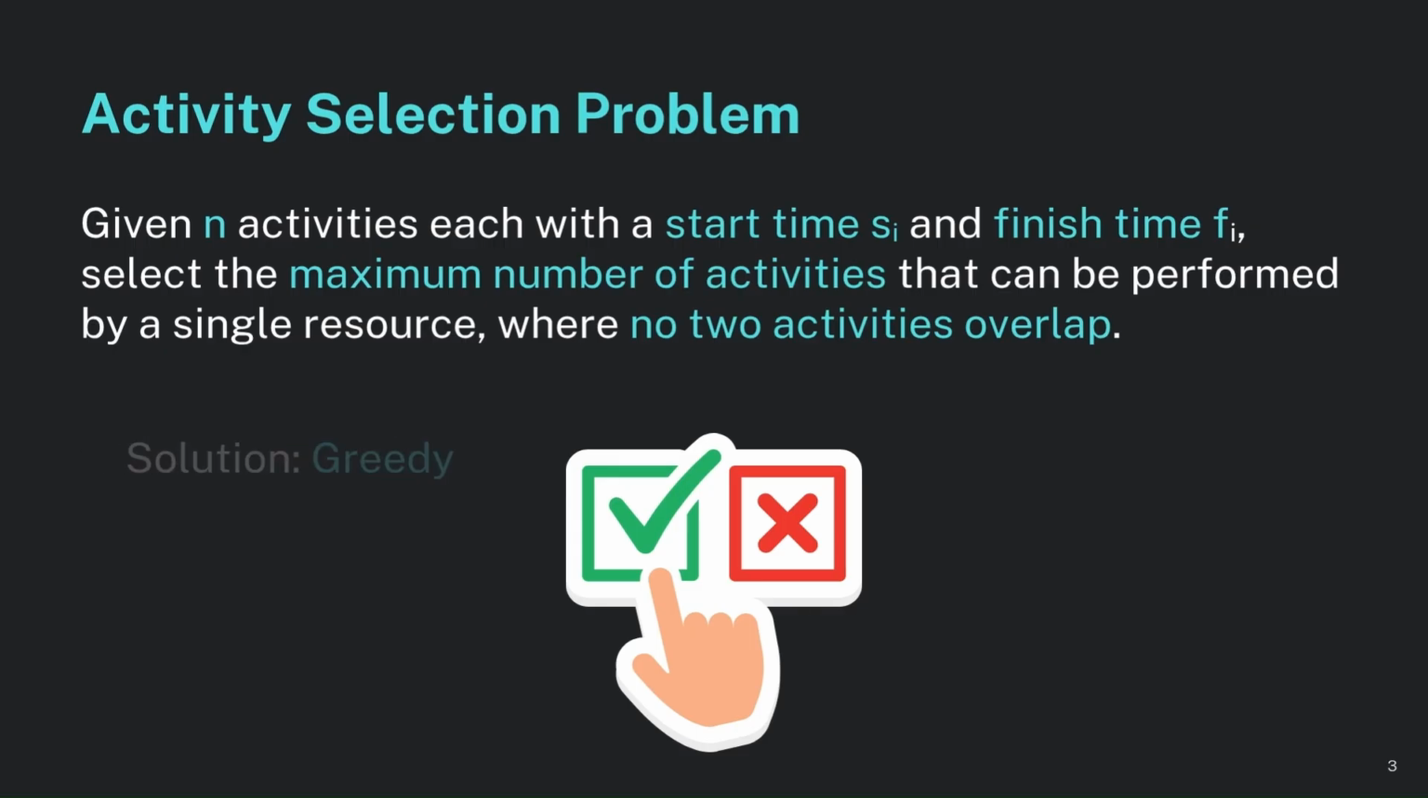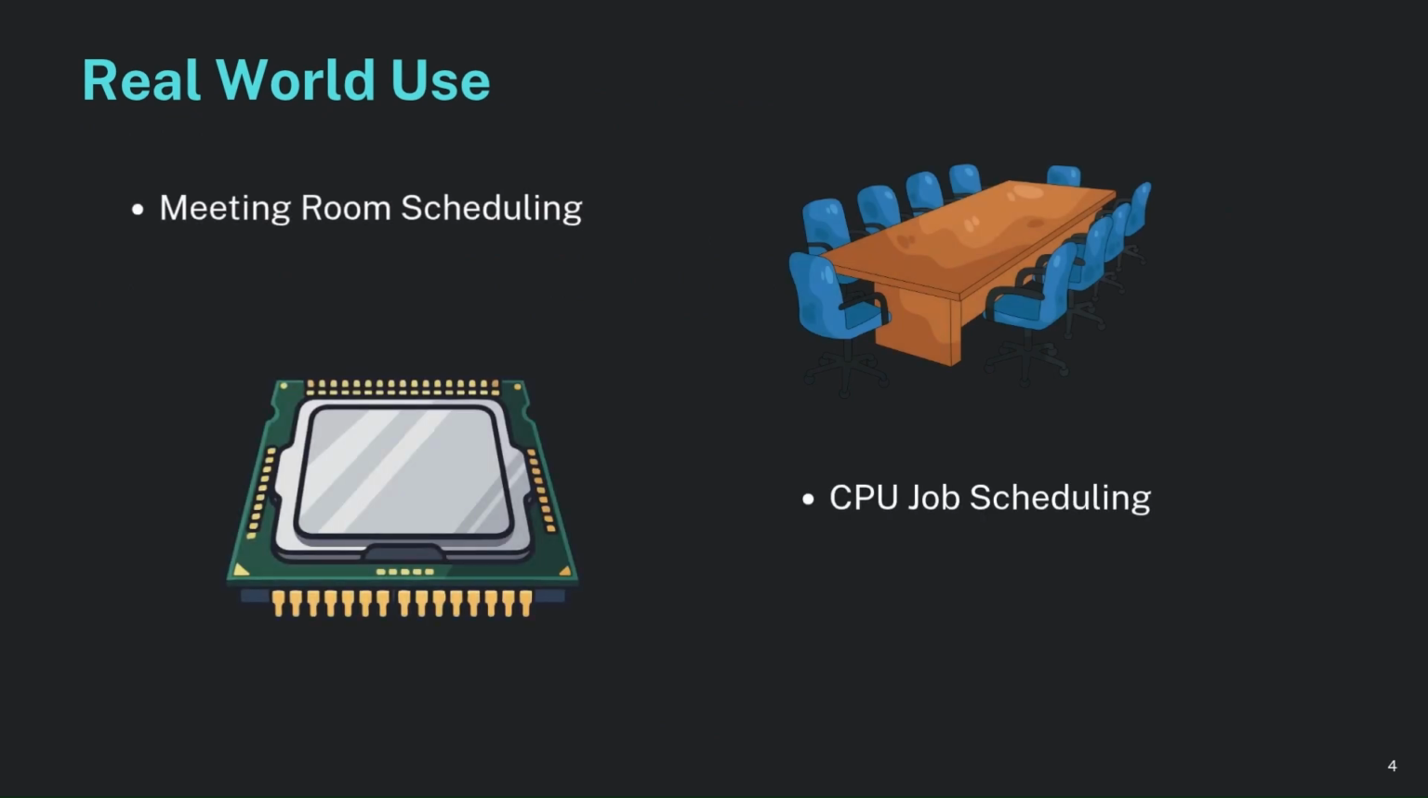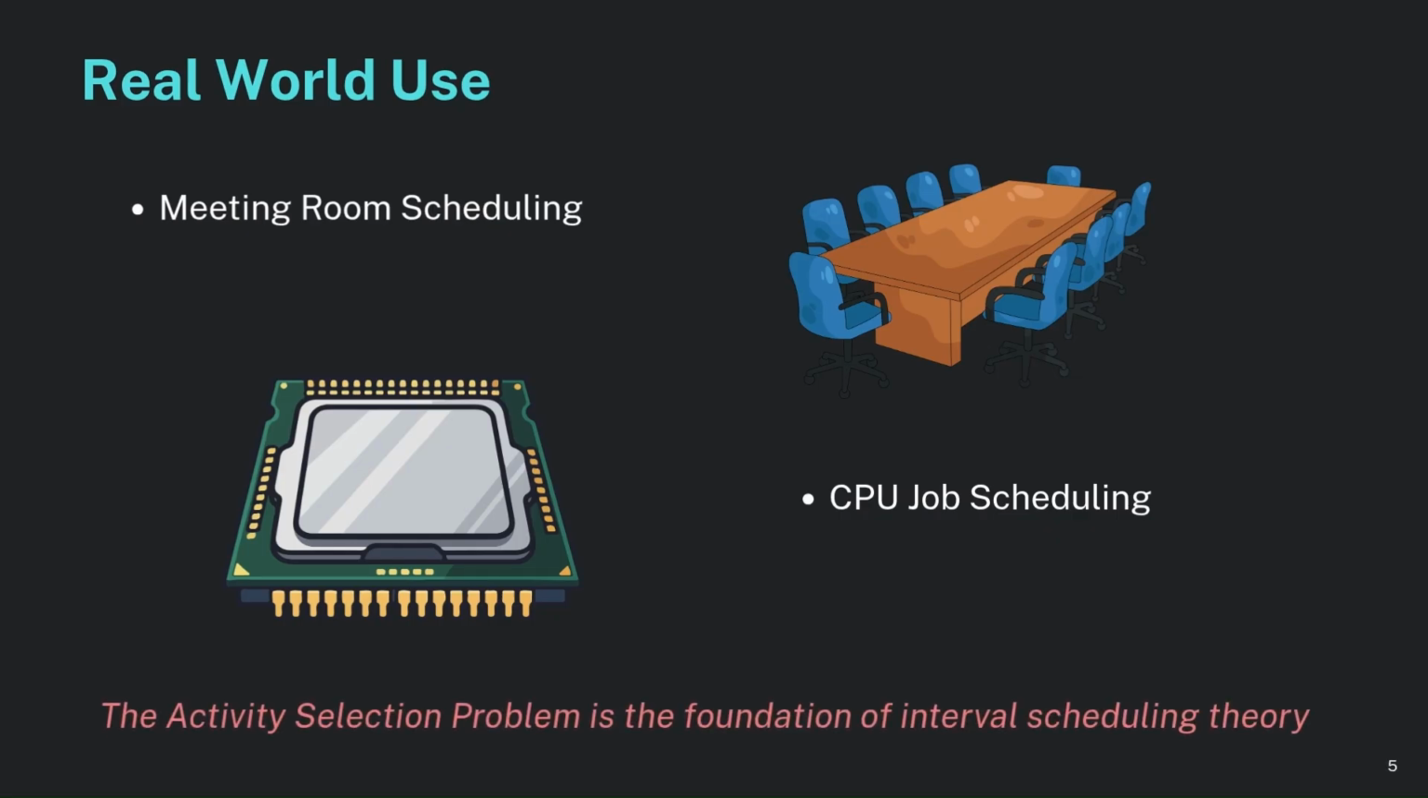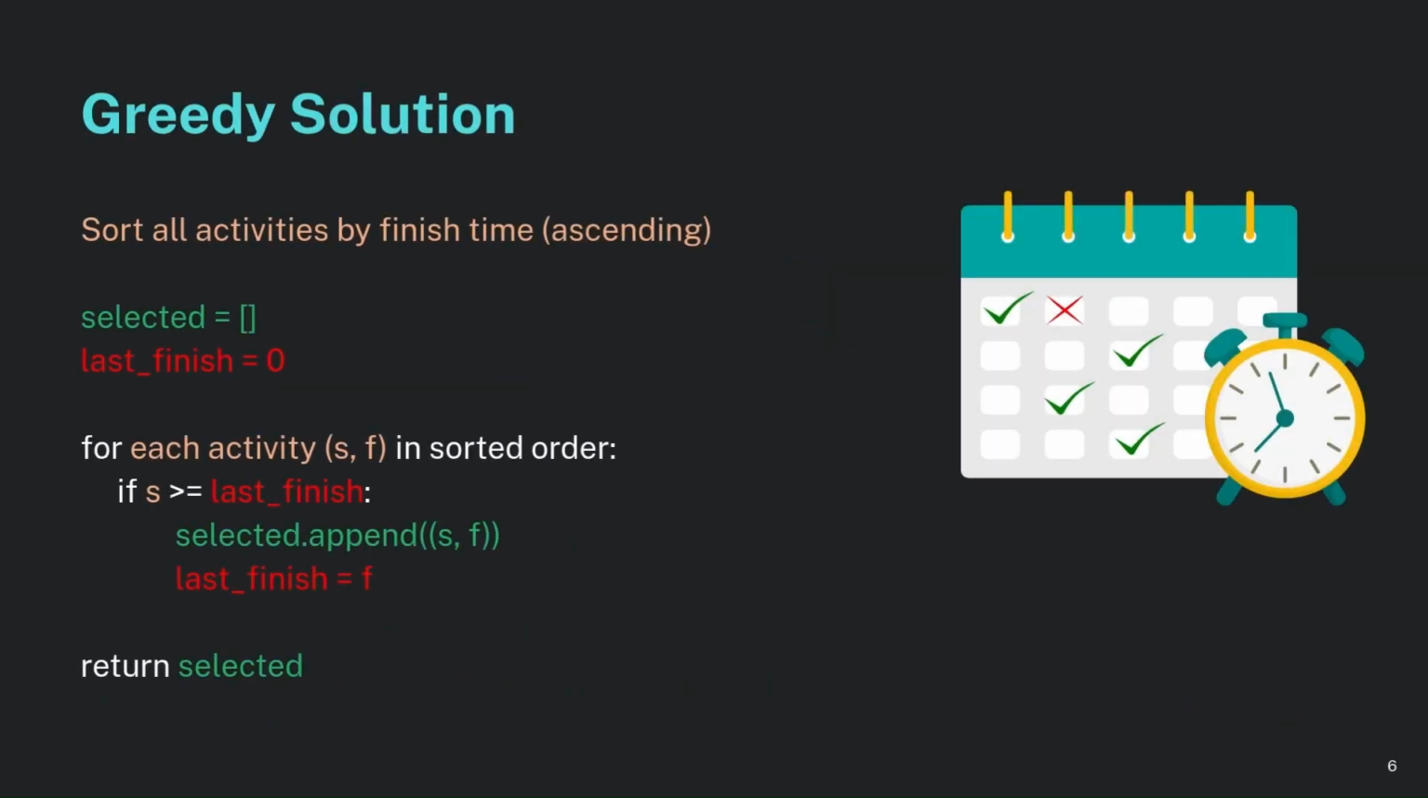Let's see where it is used in the real world. We can use activity selection for booking the maximum number of meetings in a conference room, for example, or we can use it for maximizing the number of jobs completed on a single processor. Activity selection is the foundation of interval scheduling theory. It shows that sometimes the simplest greedy rule, such as finish earliest first, is all you need to guarantee an optimal result. Let's see how greedy solves this problem.